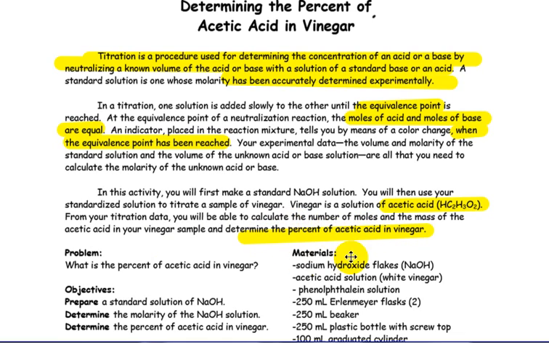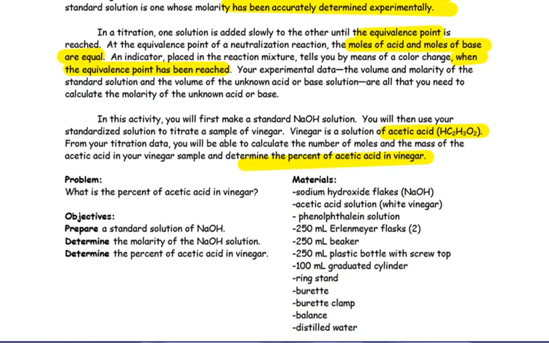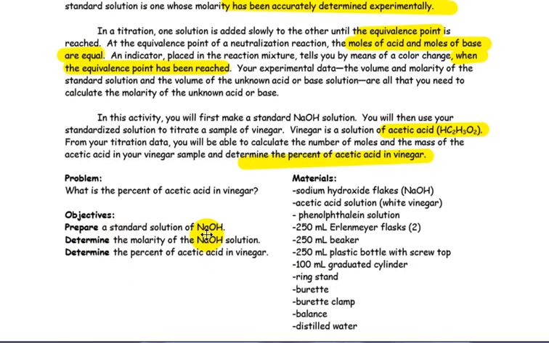So we're not figuring out the molarity of the acetic acid. We're actually going to determine the percent of acetic acid, and of course compare that with what's written on the bottle. So problem, what is the percent of acetic acid in vinegar? Some objectives here: make a standard solution of NaOH, determine the molarity of the NaOH solution, and then determine the acetic acid in vinegar, the percent.